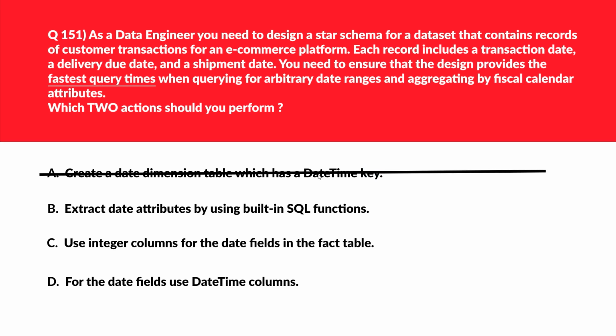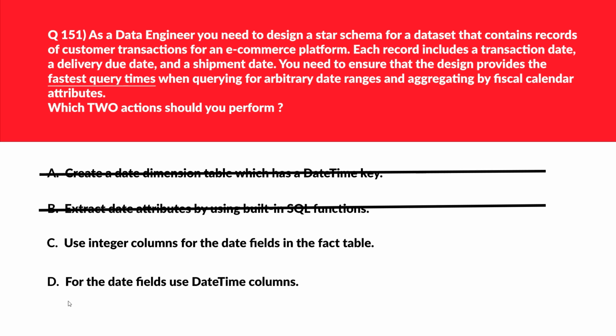Let's move to option B. B says extract data attributes by using built-in SQL functions. This approach can be slower as it requires additional computations during query execution. So wrong answer. We are left with two options. Option C says use integer columns for the date fields in the fact table. Using an integer key in the format YYYYMMDD allows for faster indexing and querying of date ranges. That is what we require. So this is one of the answers.